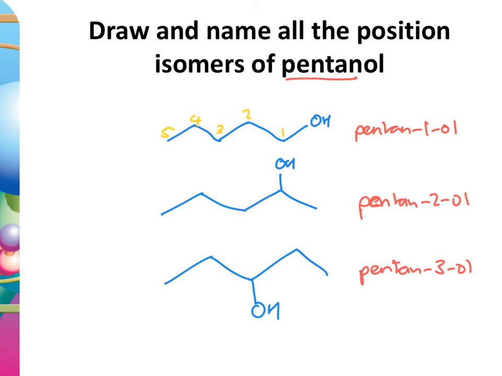Just to make it clear, I know you might be querying the fact that we've got this line here, but that's just showing the bond to the OH group. So in terms of carbons, there's still only these points of the zigzag, I guess. Those are the points that are the carbons.